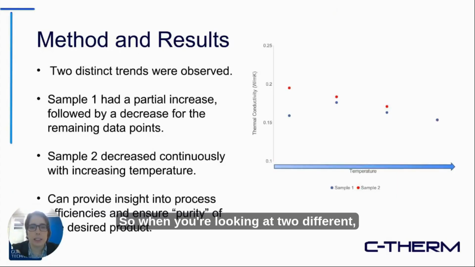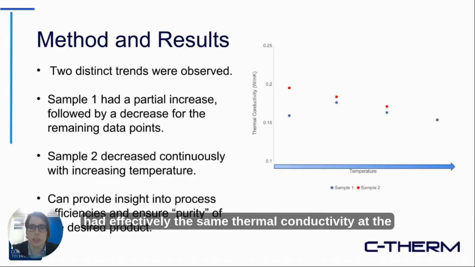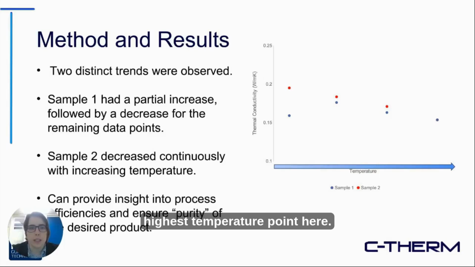So when you're looking at two different materials here, on the x-axis we have the temperature and on the y-axis we have thermal conductivity. Sample 1 increased slightly in thermal conductivity and then followed a decreasing trend, whereas sample 2 consistently followed a decreasing trend, and actually sample 1 and 2 had effectively the same thermal conductivity at the highest temperature point here.